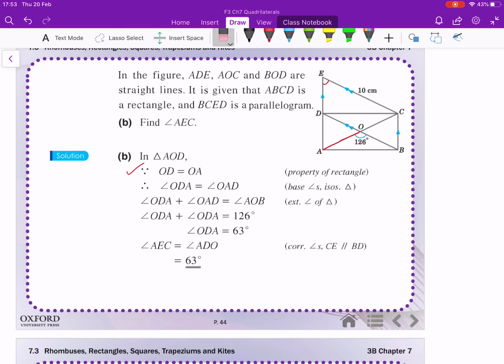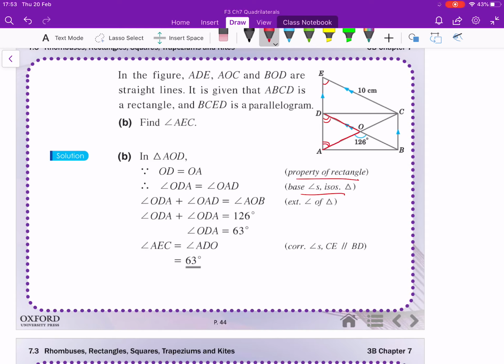So let's follow the solution from the textbook, never mind. By property of rectangle, you know that OA equals OD. This is an isosceles triangle. So from this isosceles triangle, you know that these two angles are the same, base angles of an isosceles triangle. So this one and this one.